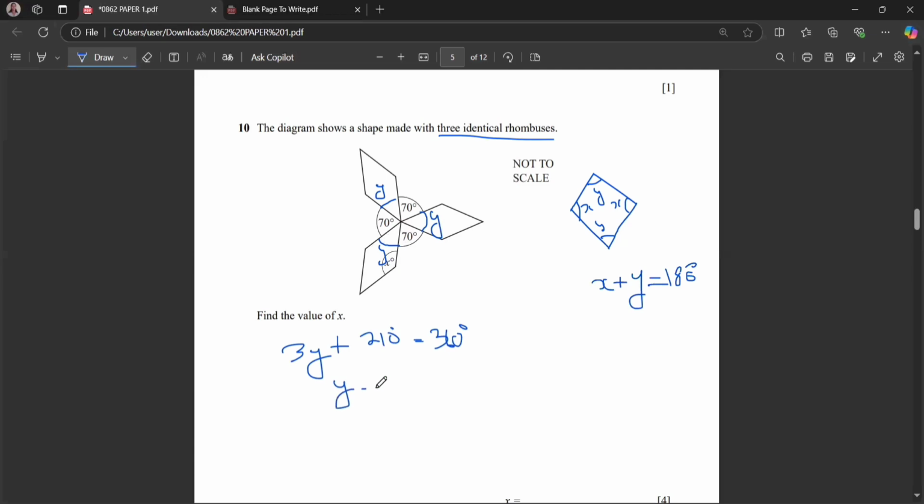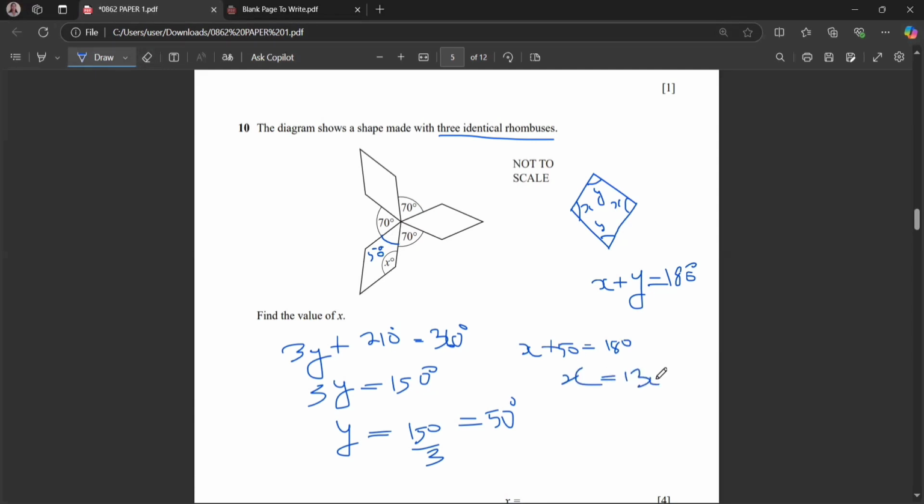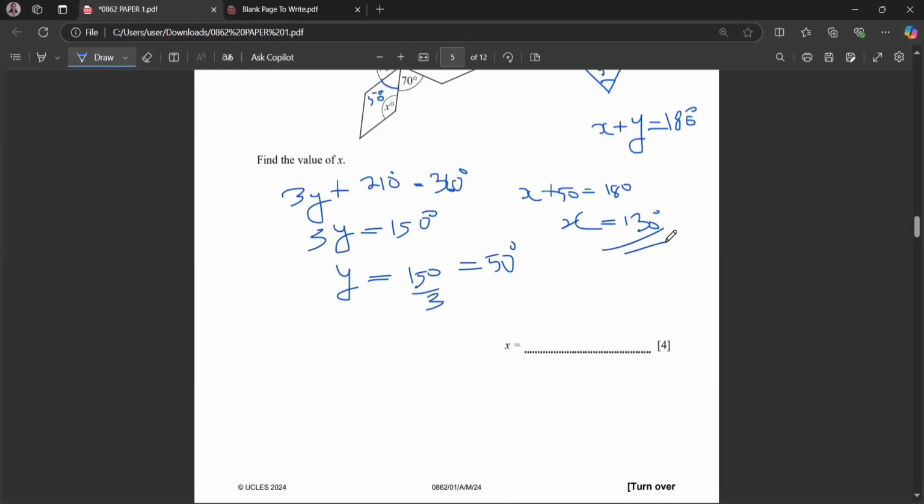So rearranging, you can say that 3y is equal to 360 minus 210, which is 150 degrees. y is equal to 150 divided by 3, which is equal to 50 degrees. So each of these angles is 50 degrees. Now, if you want to find x, this angle that you found and x are adjacent angles, right? So they add up to 180. That means x plus 50 should add up to 180. So x is equal to 130 degrees. That's the answer.